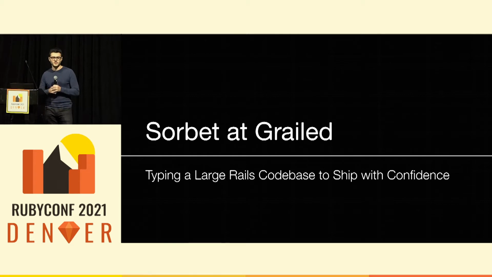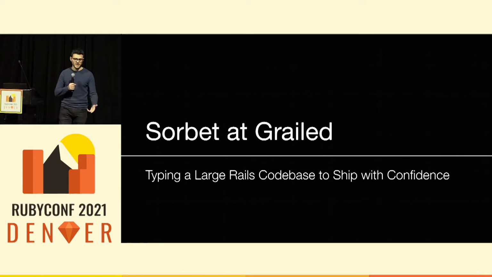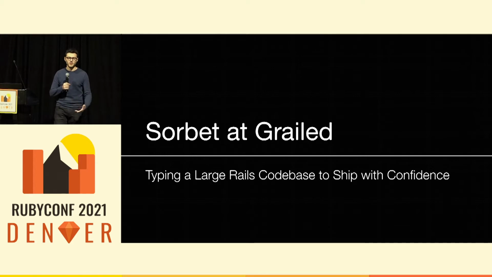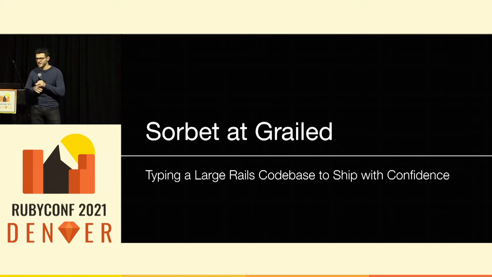I'm going to get into Sorbet, which is a gradual static typing library for Ruby. You've probably heard of it. And specifically, I'm going to talk about how we use it at Grailed to just gain more confidence about the code that we're writing and shipping.